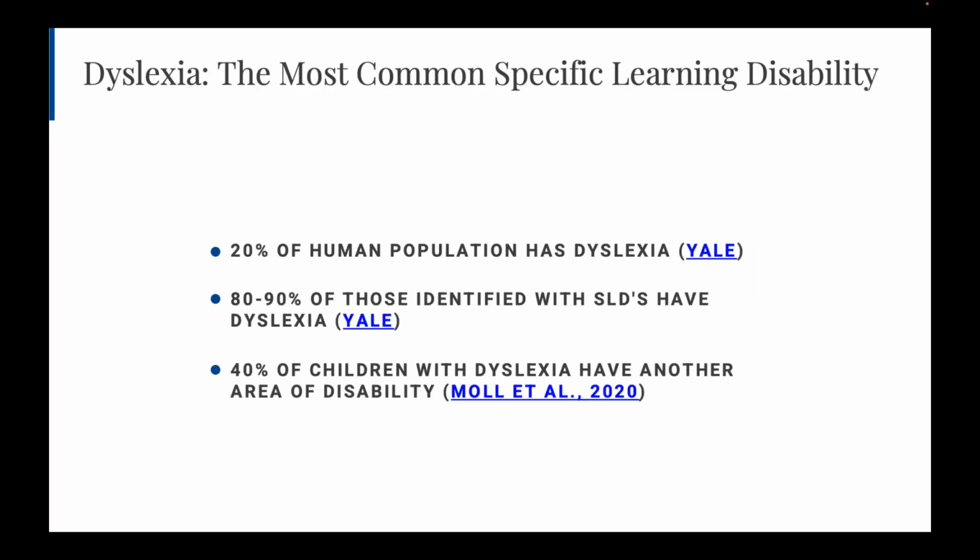Now, diving a little deeper into what dyslexia is, it is one of, if not the most common specific learning disability. We'll see that about 20% of the human population has dyslexia. About 80 to 90% of those who are identified with a specific learning disability have dyslexia, and about 40% of children with dyslexia have another area of disability. So in terms of the conditions that we come across as school-based practitioners, dyslexia is certainly one that we come across quite often, or at least it's one that individuals are referred for quite often, which is partly the reason why I'm wanting to use it today as an example of how you can select variation and comparison procedures.